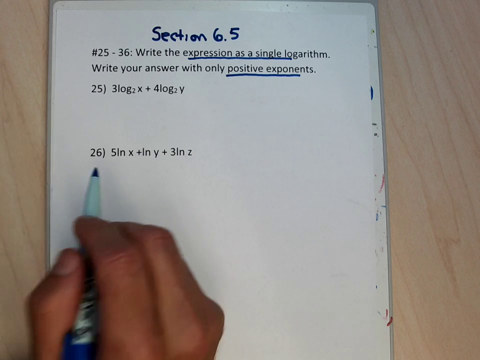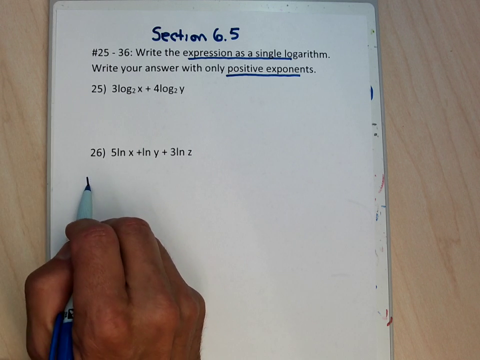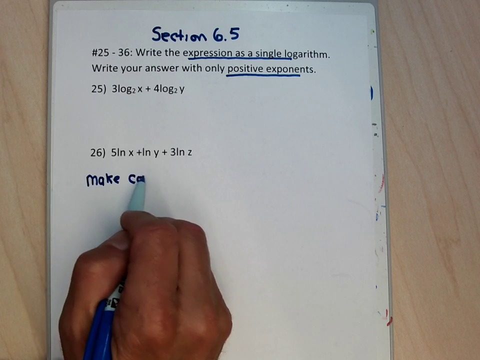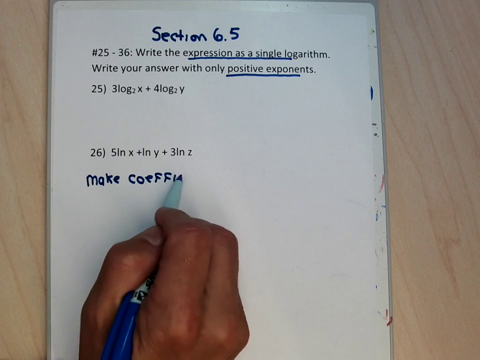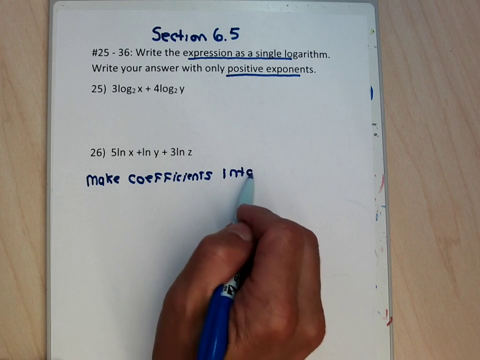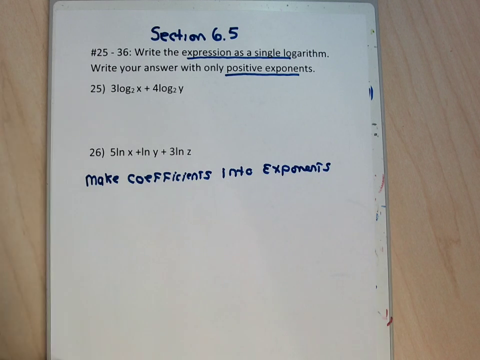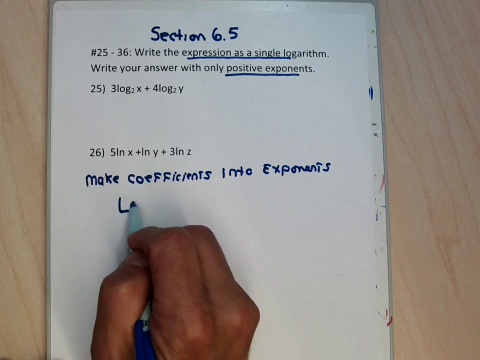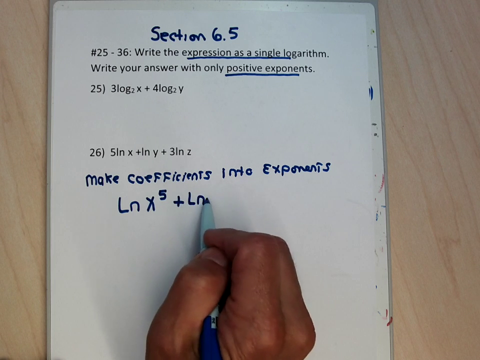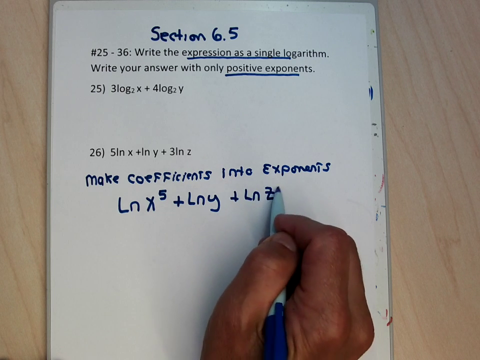Real easy to do. So to rewrite a problem that has multiple logarithms as one logarithm, the first thing I'm going to do is make any numbers in front of the logarithms, which are the coefficients, into exponents. That's just the reverse of what we did on our last step for the last group of problems. In the last group of problems, we made exponents coefficients. I'm trying to basically push these problems back to what they would have started with. So I'm going to rewrite problem 26 as the natural log of x to the 5th plus the natural log of y plus the natural log of z cubed.